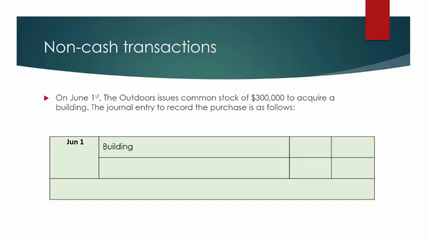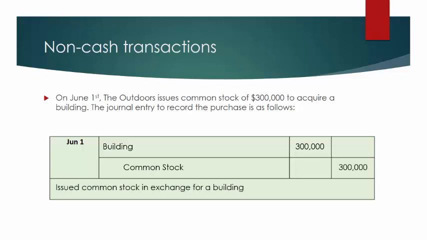You would increase the value of your building by the $300,000. You would increase your common stock by $300,000, and you would denote that you issued common stock in exchange for a building. Well, that journal entry is perfect, but it's missing one thing. It's missing cash. So you know this is a non-cash transaction because the journal entry you would use to record it does not include cash as either your debit nor your credit.